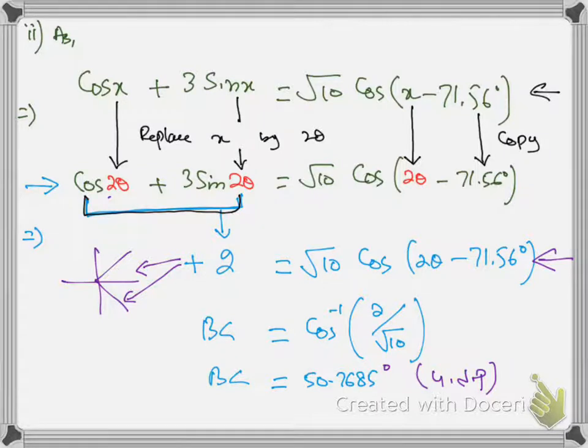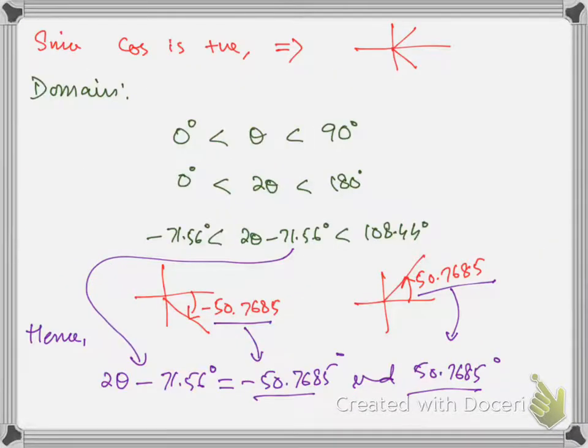Anyway, now this is P1. Get the basic angle first. Since cos is positive, it must be in the first and fourth quadrant. This is the basic angle. It must be up to 4 decimal places because it is non-exact. Since cos is positive, we need to work in the first quadrant and in the last quadrant.